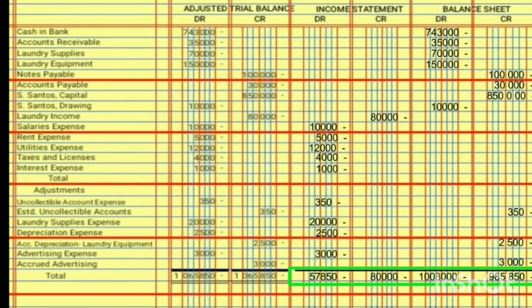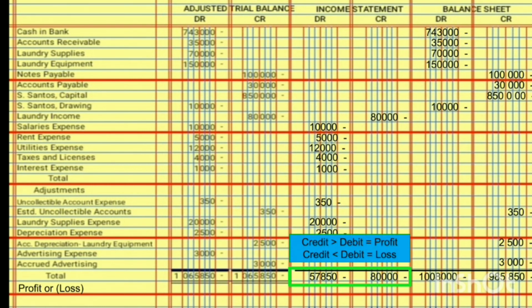So hindi balanse yung debits and credits natin. But don't freak out because meron pa tayong gagawin in order to balance these amounts. And we will start with the income statement. So the total debit of the income statement is 57,850 and then the credit is 80,000. So the difference between these two amounts is either profit or loss. There is a profit if the credit is greater than the debit, and there is a loss if the credit is less than the debit.